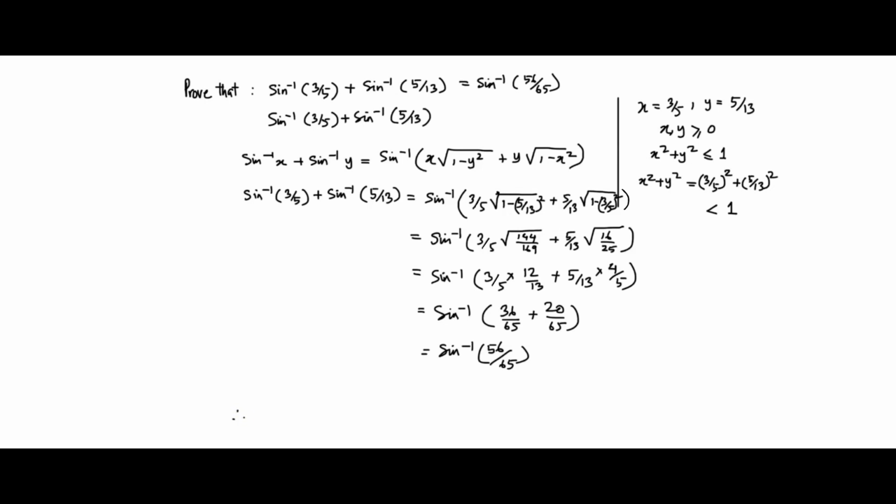Which means sine inverse of 3 over 5 plus sine inverse of 5 over 13 is equal to sine inverse of 56 over 65. This is what we were asked to prove. Hence proved.